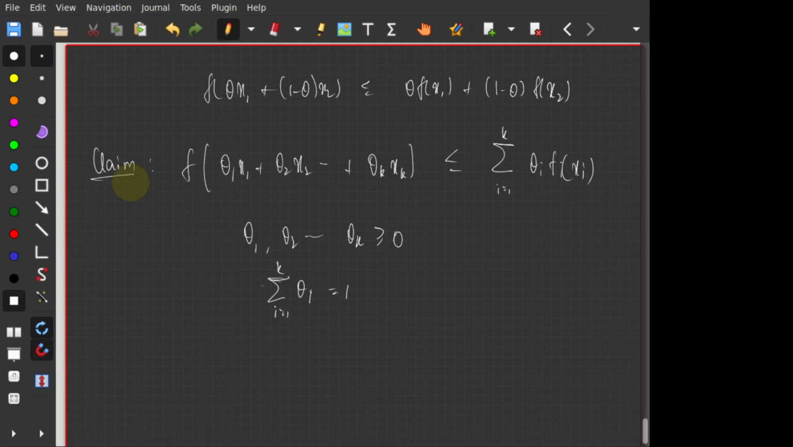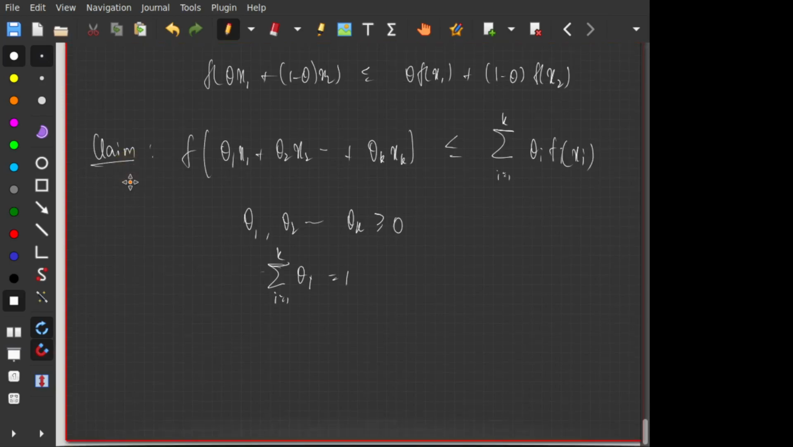Okay, why is this true? To prove this inductively, you know that it's true for k equal to 2. Assume that it's true for up to k minus 1. So what would the induction step be?